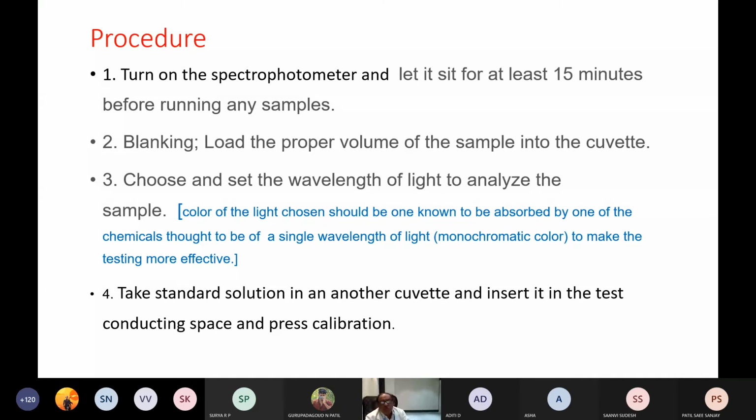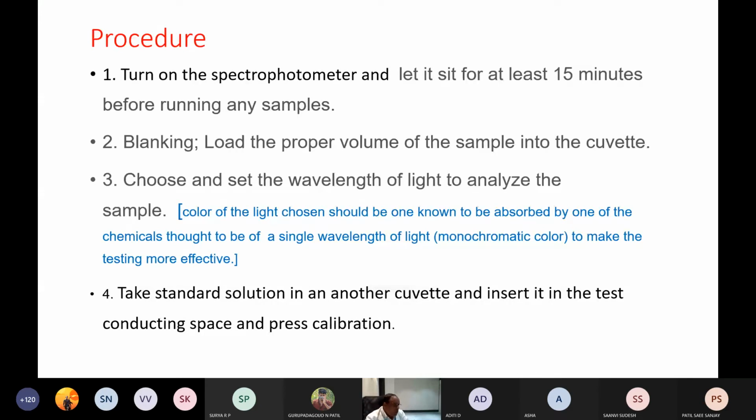The color of the light chosen should be one known to be absorbed by the chemical, thought to be a single wavelength of the light. In some investigations, they use two wavelengths, which are called bichromatic wavelengths. Usually that is very useful in the estimation of bilirubin, where we use the bichromatic one, because it is a very highly colored pigment, so that color also may be interfering.